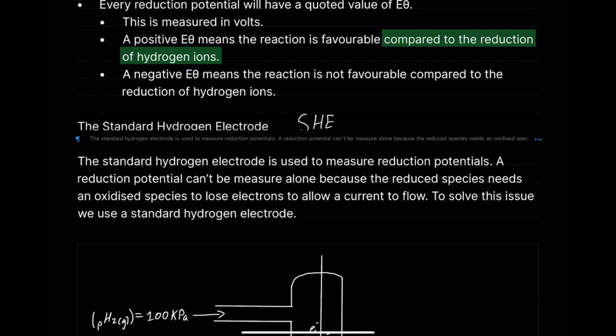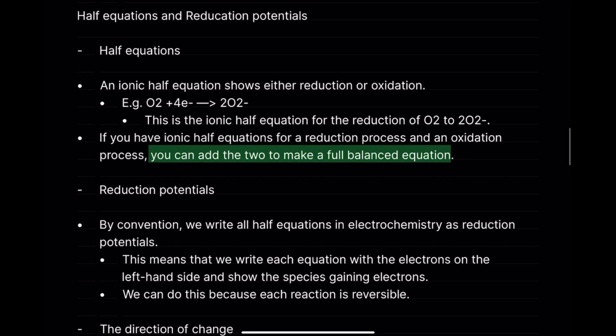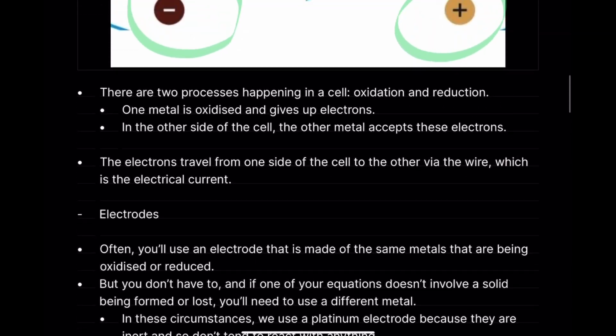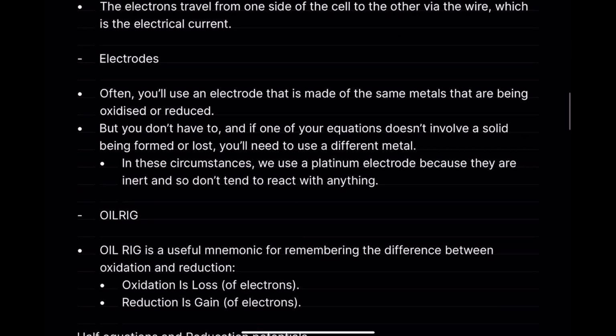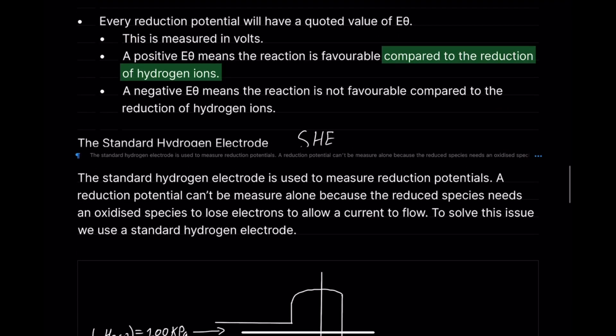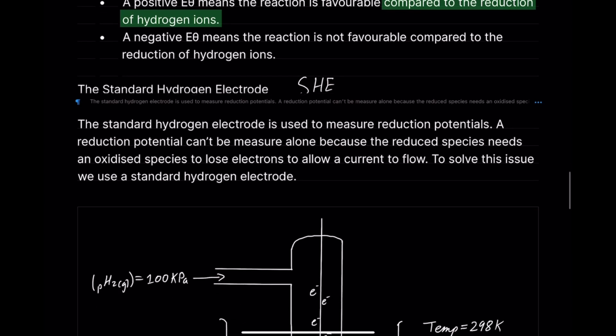But I'm just saying here that to solve the issue I mentioned, that you have to have an oxidation and reduction process, we have this standard hydrogen electrode. The reduced species needs an oxidized species to lose electrons and to allow current to flow. This solves that. We use the standard hydrogen electrode to do that. It allows for reduction potential.